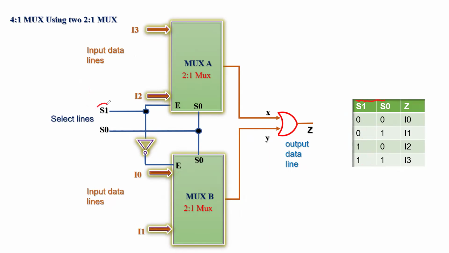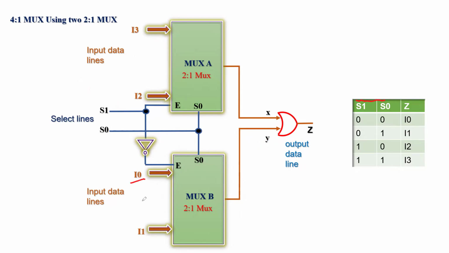So when S1 is equal to 0, for the first two cases, your logic 0 through the inverter becomes logic 1. With the positive logic, this chip of MUX B is enabled. This chip turns on. However, this chip turns off because it receives 0. So this is not in the picture. This is in the picture. That means when this MUX B is enabled, I0 and I1 data is ready to be transferred to the final output data line.